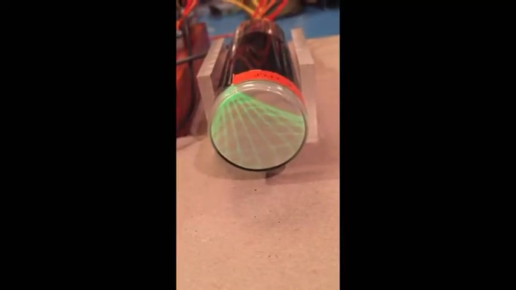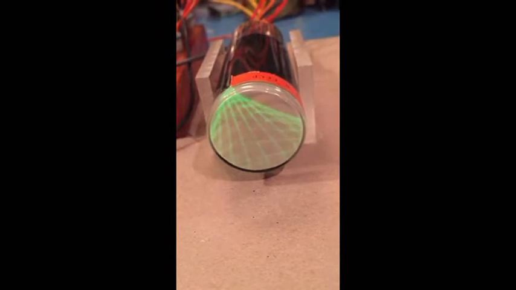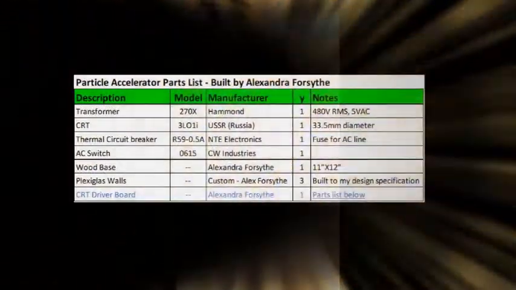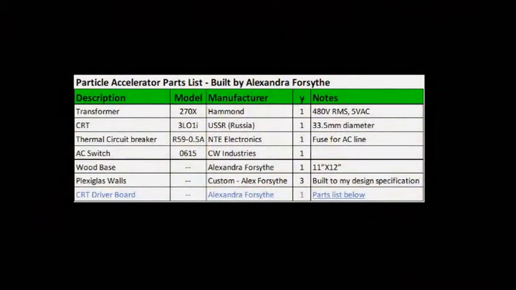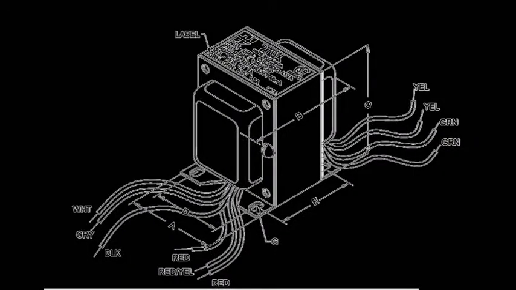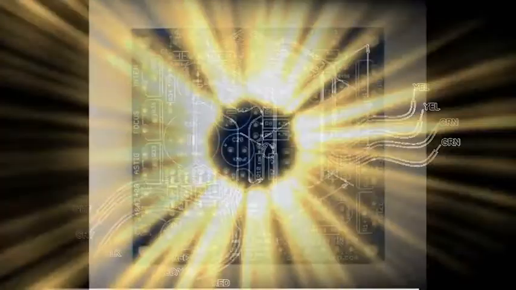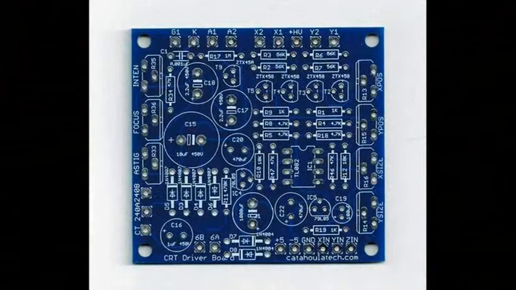The particle accelerator is a small cathode ray tube connected to a driver board that connects to a transformer. In order to build it, I had to do quite a bit of research to understand what I needed. I found a transformer that would meet my needs and put out a high enough voltage. Then, I built the driver board.